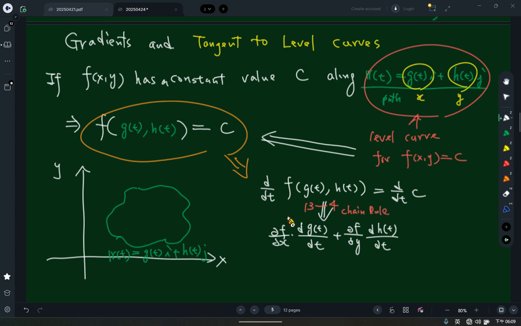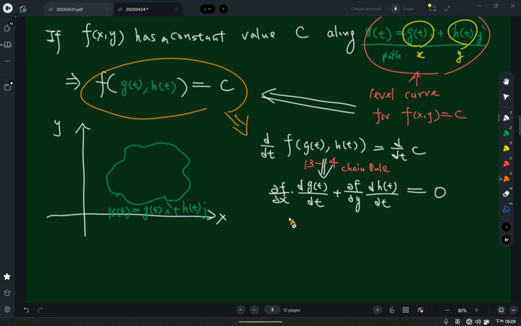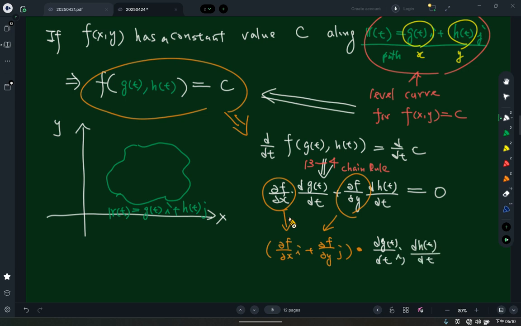For the right hand side, it will be 0, right? So based on this, we can just put them together: partial f partial x i plus partial f partial y j, dot product with g dt over t dt, comma g dh of t dt, i plus j is equal to 0.